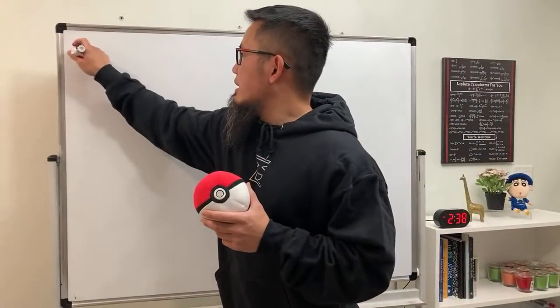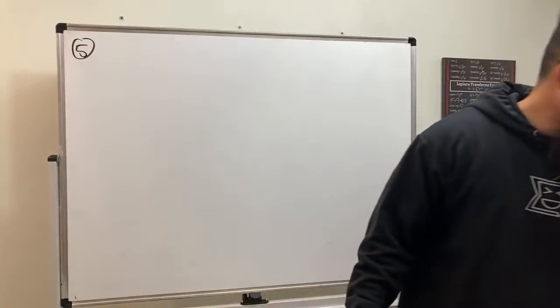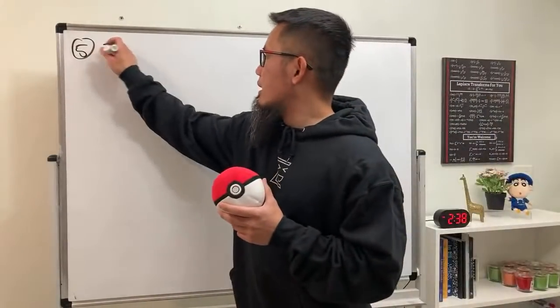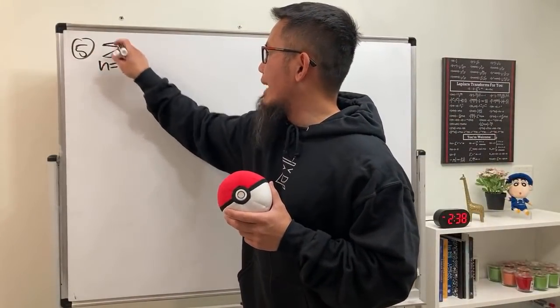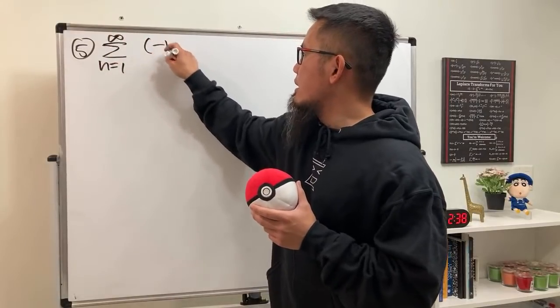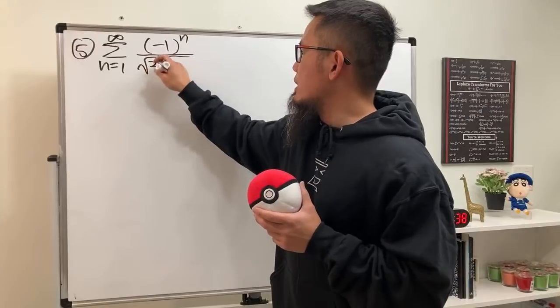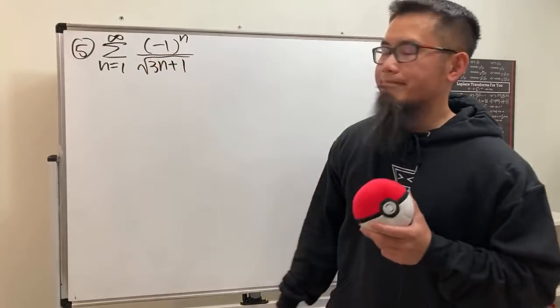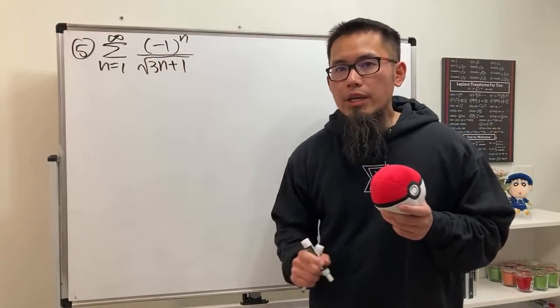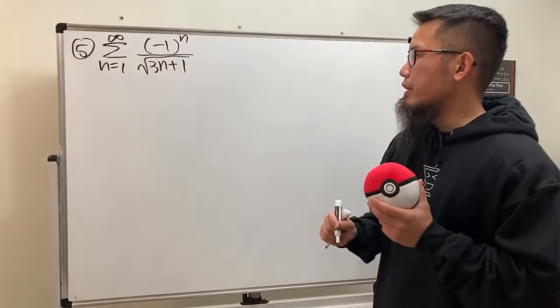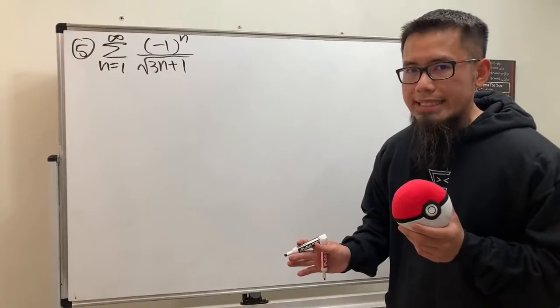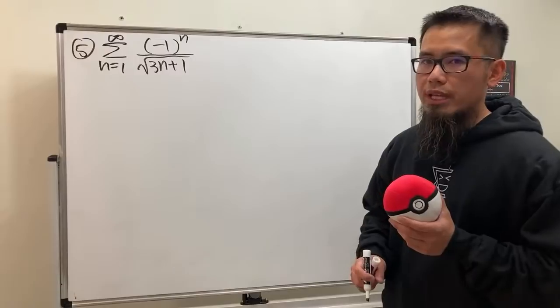All right, here is number 5. Okay, here we have the series as n goes from 1 to infinity, parentheses negative 1 to the nth power over square root of 3n plus 1. All right? Okay, if you take a look right here, if the question is only asking you does this converge or not?